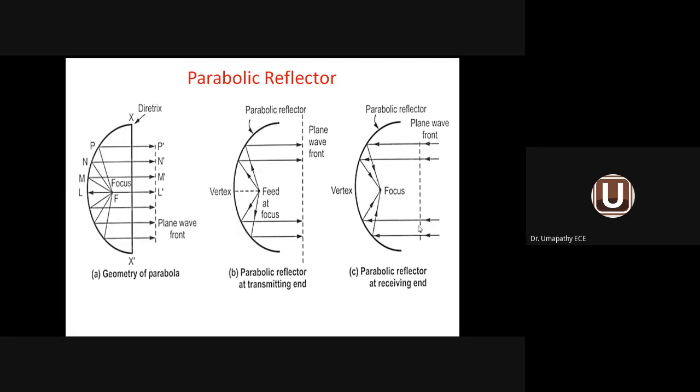See the other case, for receiving purpose. We have a parabolic reflector. The incoming electromagnetic wave from free space is coming here, getting reflected and coming to the focus, where the feed is. In the previous case the feed was transmitting, but here the feed is receiving using the parabolic reflector. In such a case, it is called a receiving parabolic reflector antenna.